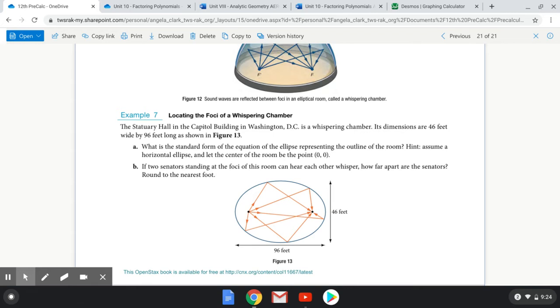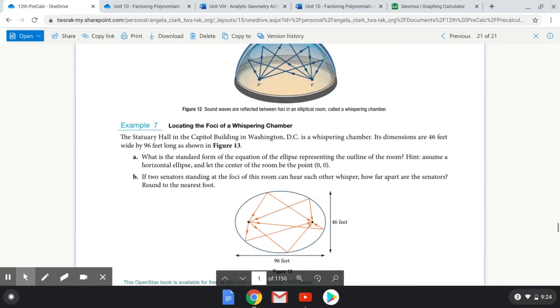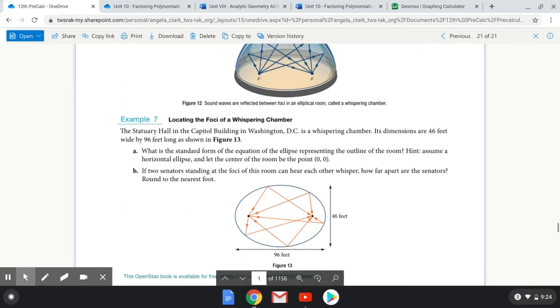And then, if two senators standing at the foci of this room can hear each other whisper, how far apart are the senators? In other words, they want us to also find the distance between the two foci. So that is what we're going to be doing in this example. I'm going to start by finding that equation.